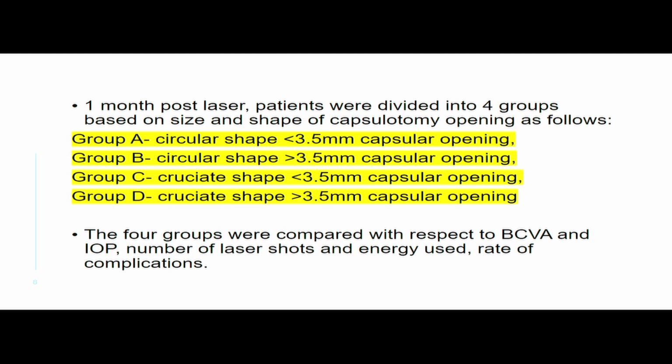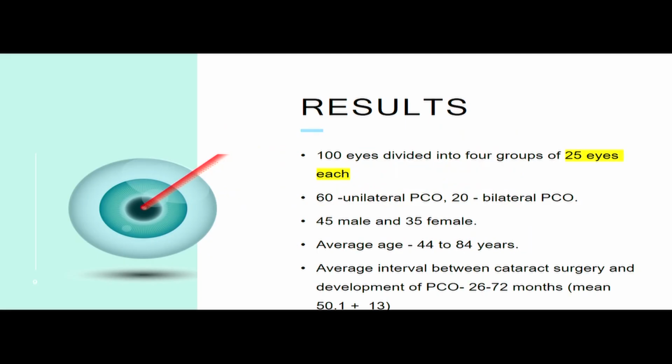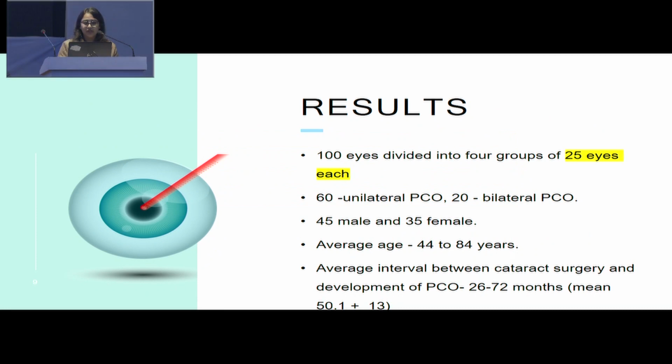The 4 groups were compared with respect to best corrected visual acuity, IOP, number of laser shots, energy used, and the rate of complications. 100 eyes were divided into 4 groups of 25 eyes each. 60 patients had unilateral PCO and 20 had bilateral. 45 were males and 35 were females. Age ranged between 44 to 84 years, and the interval between cataract surgery and development of PCO was around 26 to 72 months.